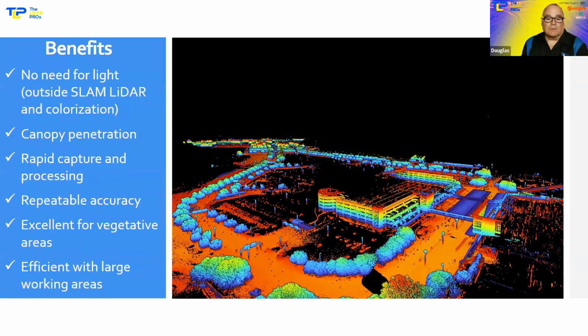Other things where LiDAR is really great is anywhere we don't need light. If we've got canopy penetration, we need repeatable accuracy, and we need to be efficient in large working areas. So this is a scan of an airport down in Alabama. This is a very fast scan that was achieved during a mobile LiDAR scan, driving around the airport with the LiDAR mounted on a car versus on a drone. One of the benefits of some of the LiDAR systems that are out there is they can be dual purposed.